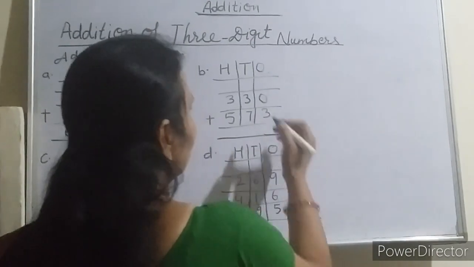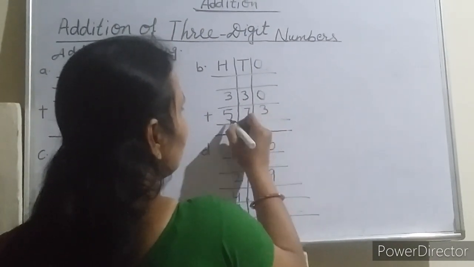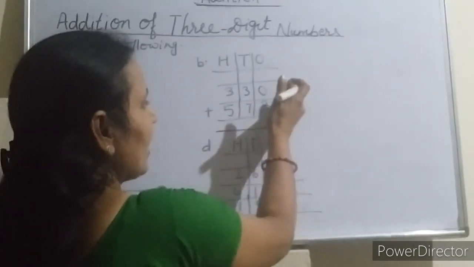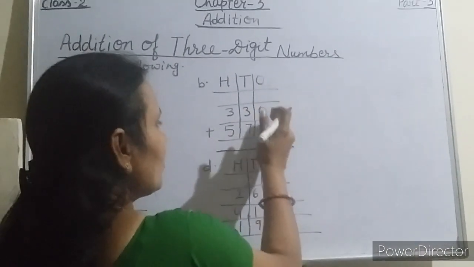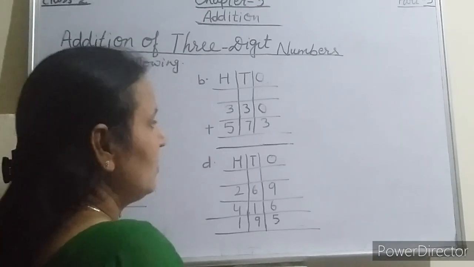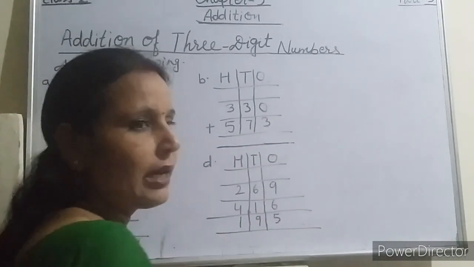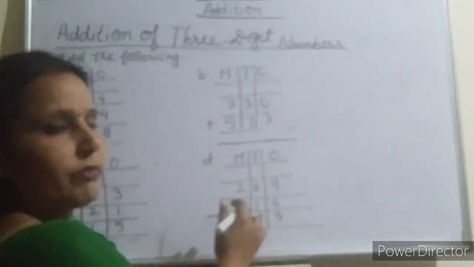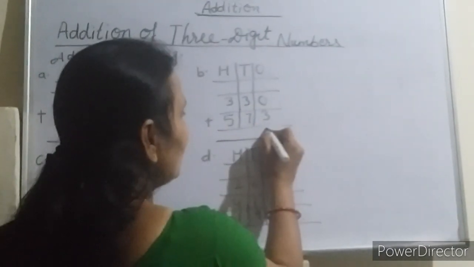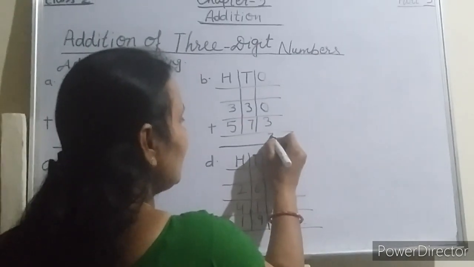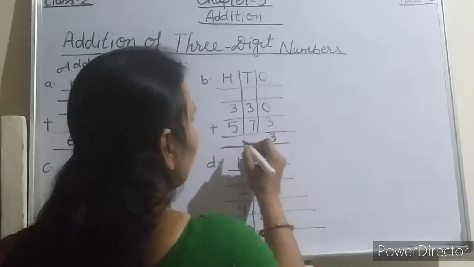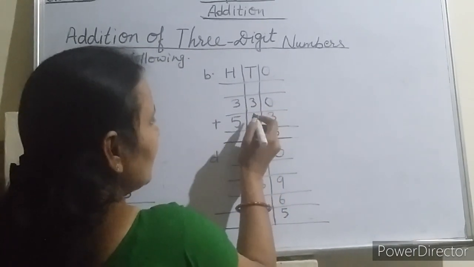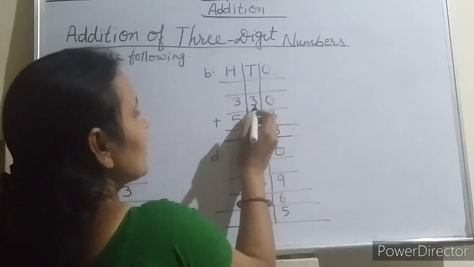Come to the next. 330 plus 573. So students, start adding from the ones place. So 0 plus 3. If you add any number to 0, the answer will be the number itself. So 0 plus 3 is equal to 3. So we will write 3 under the ones column. Come to the next, at the tens place.